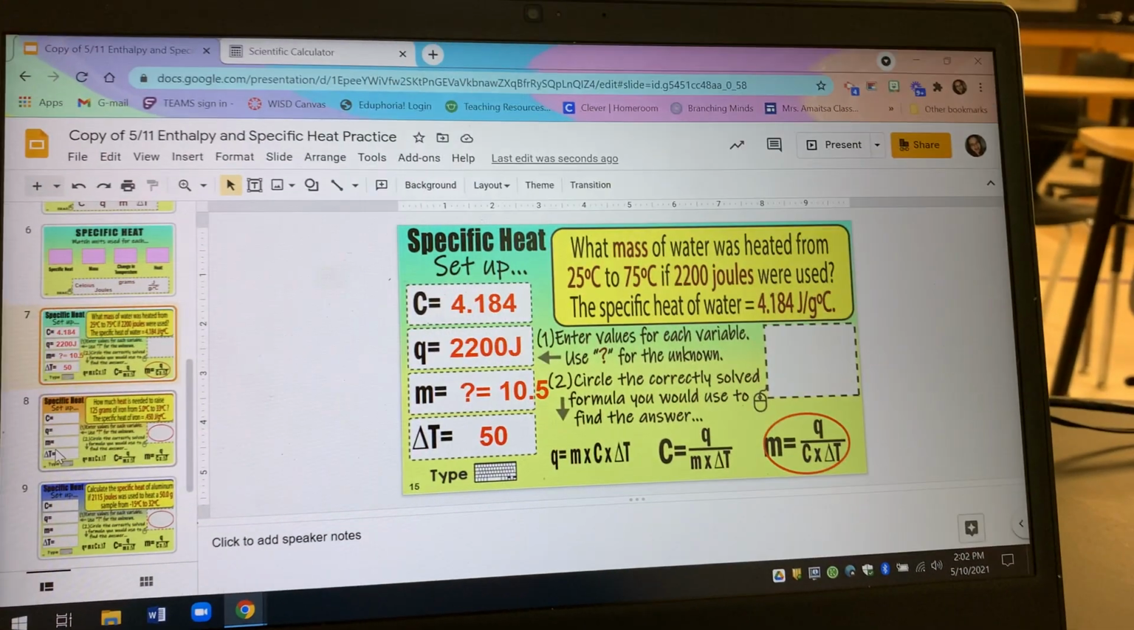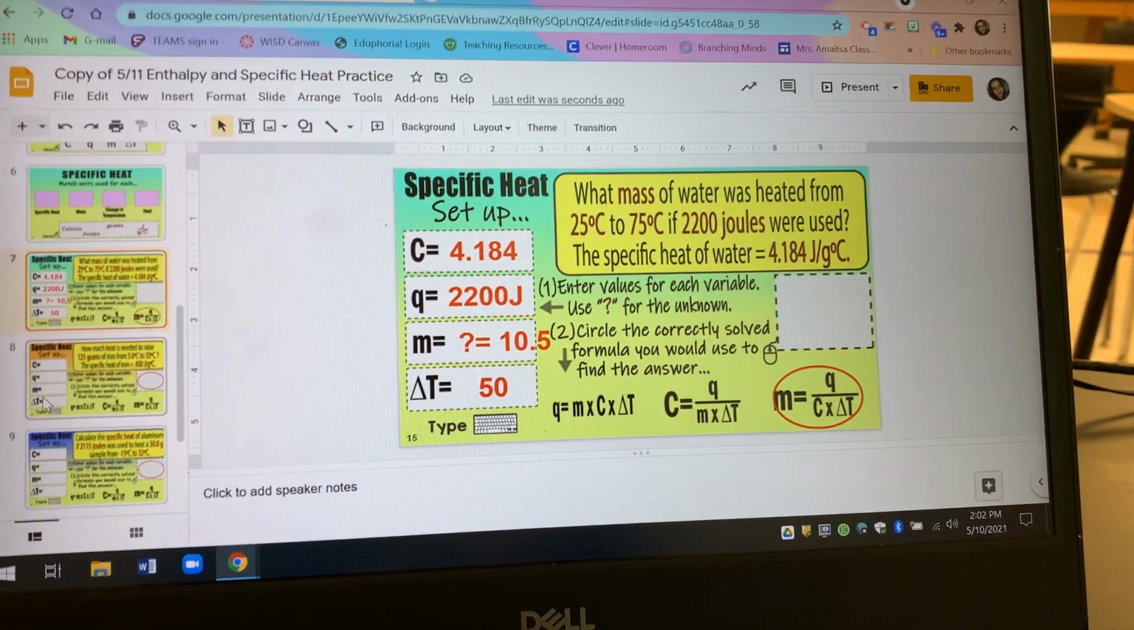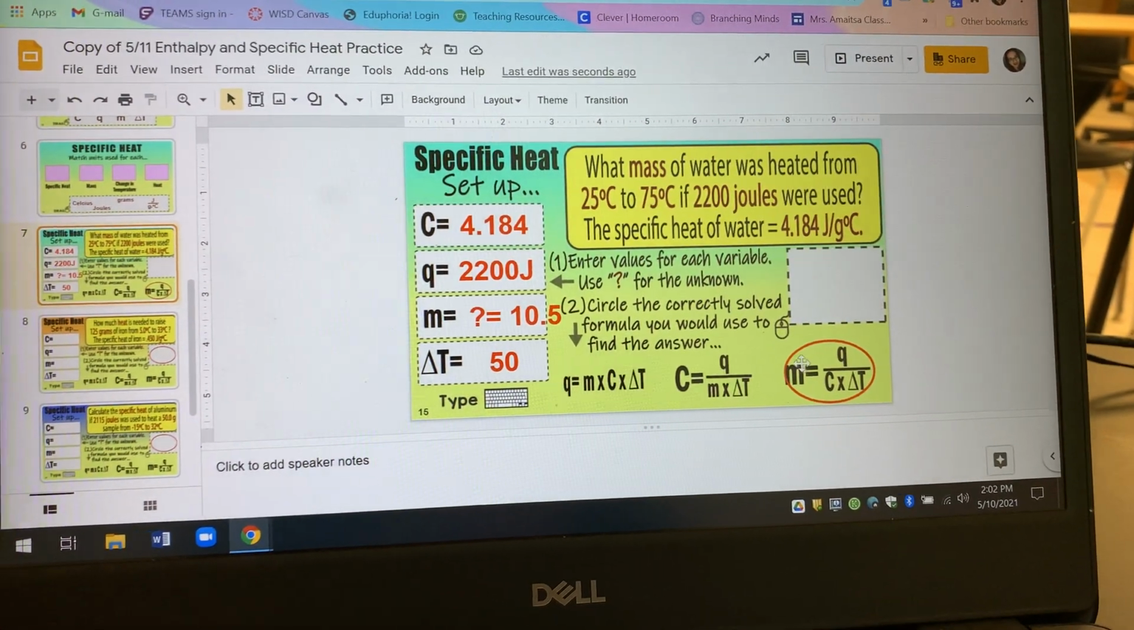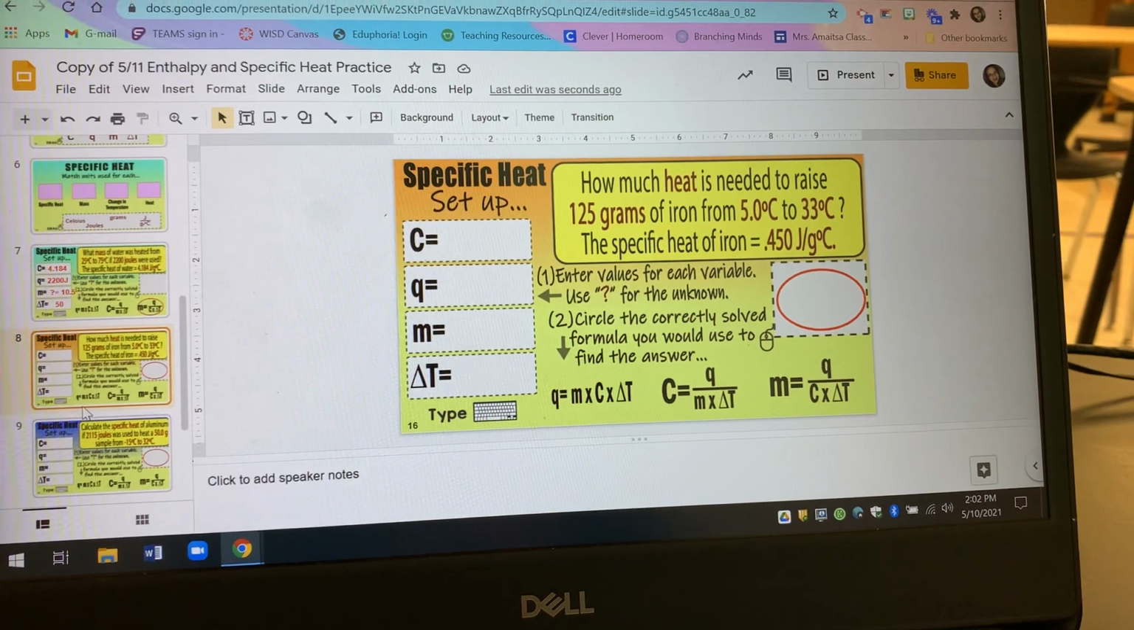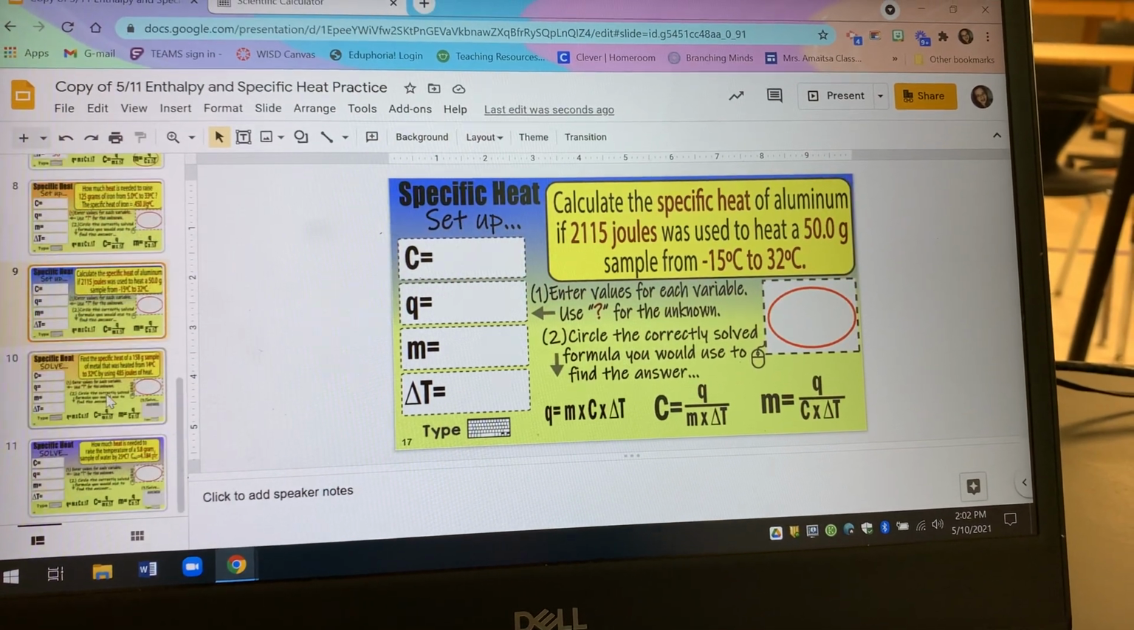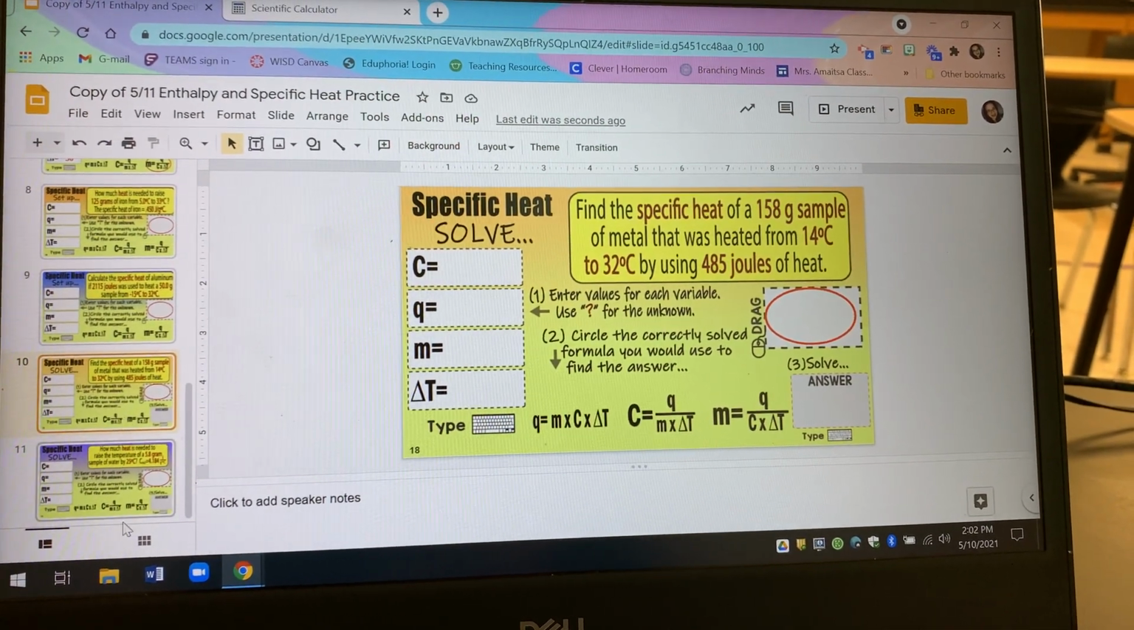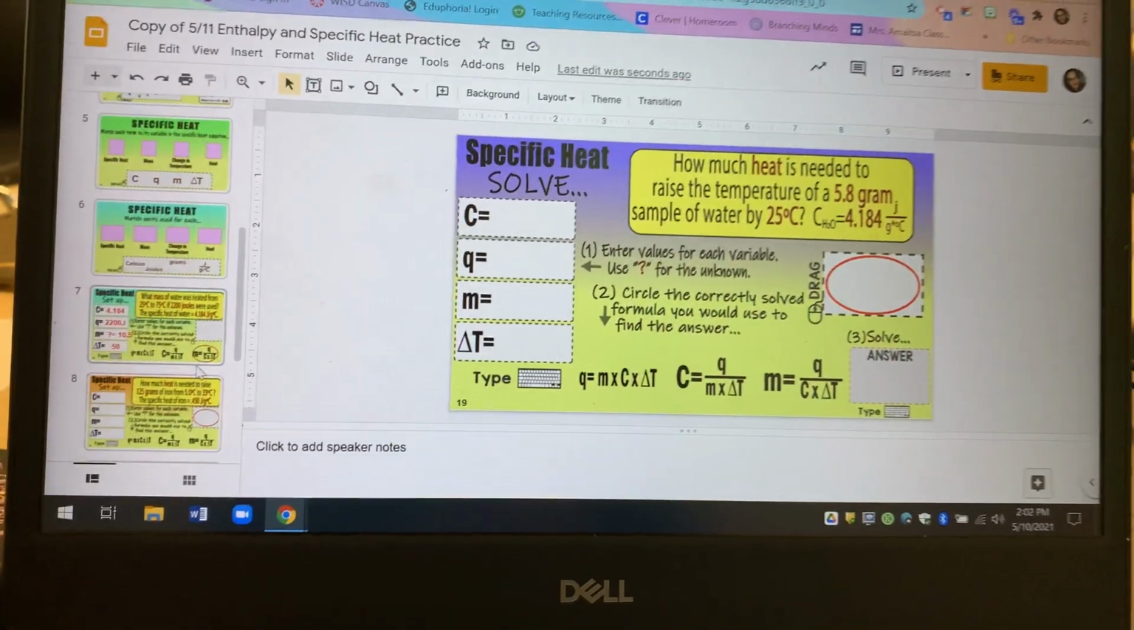Anywho, I hope that is a little bit helpful for you all, and just mainly focus on the formulas that you have here. It doesn't look like it's having you solve for delta T at all, but if you do need to solve for delta T, you guys have the formulas. You need to look at your notes.